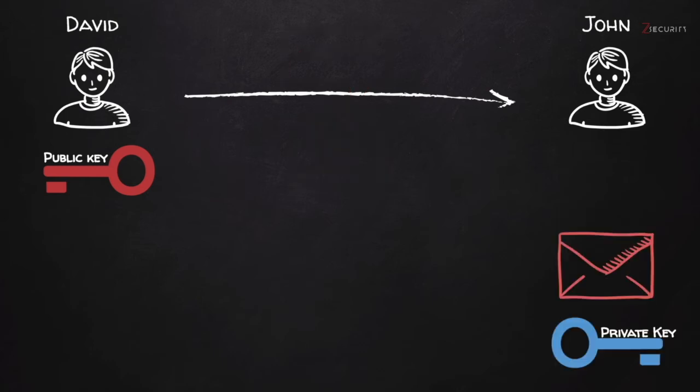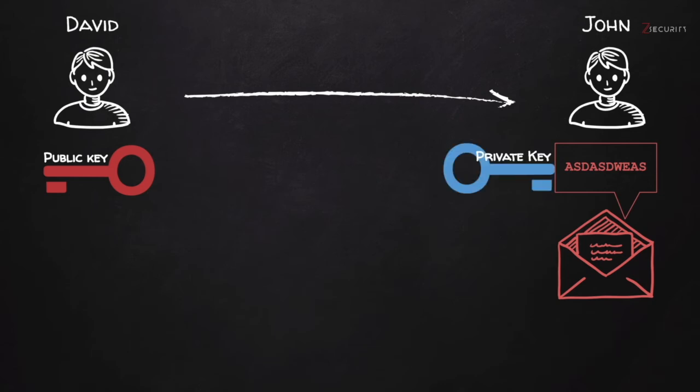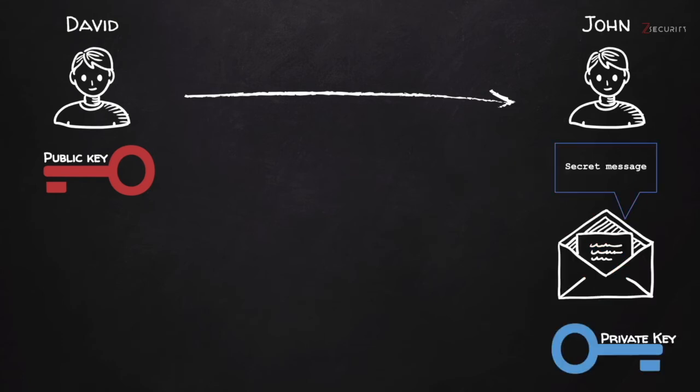John will receive the message. He will open the message. The message will still be gibberish, but he will use the private key to decrypt this message. This way, he will get the content of the secret message. And as you can see, the private key was never shared. John created the private key and John kept the private key. The only thing that is shared is the public key, which cannot be used to determine the private key and cannot be used to decrypt the message. It can only be used to encrypt the message.